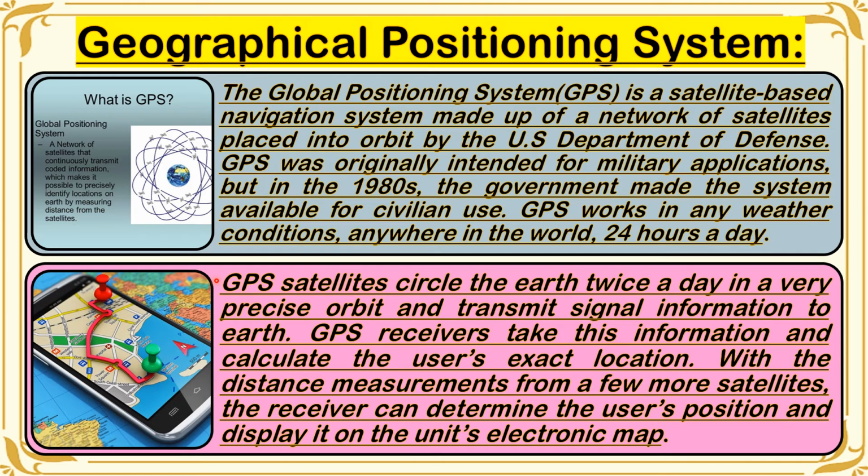GPS satellites circle the Earth twice a day in a very precise orbit and transmit signal information to Earth. GPS receivers take this information and calculate the user's exact location. With the distance measurements from a few more satellites, the receiver can determine the user's positions and display it on the unit's electronic map.